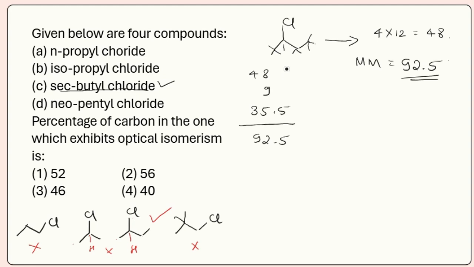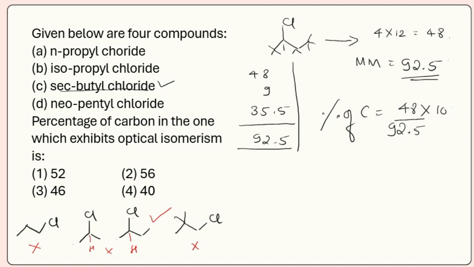Now, this is the mass. Now, what is the percentage of carbon? The percentage of carbon is equal to the mass of carbon, 4 carbons here, divided by the overall mass, that is 92.5, multiplied by 100. So when you solve for this, you're going to get 51.8. So round it off, you will get 52. So 52%, where is it? In option 1. Therefore, the right option is 1.